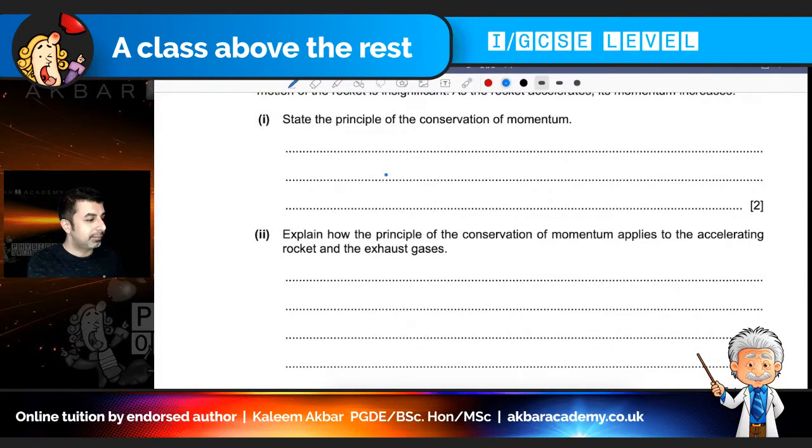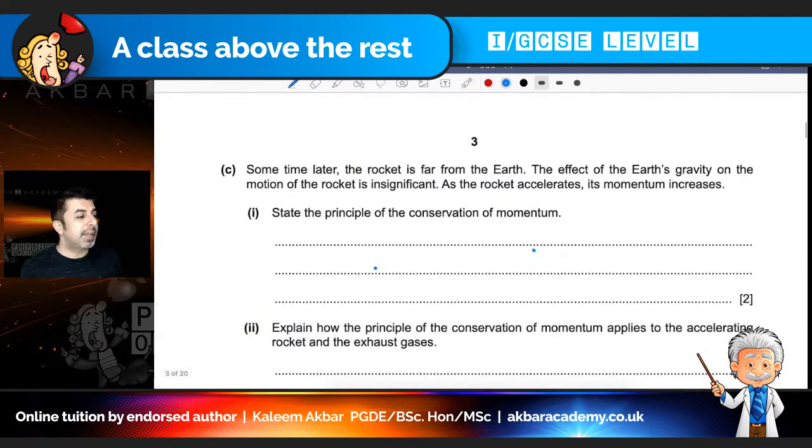Next, sometime later, the rocket is far from Earth, and the effect of the Earth's gravity on the motion of the rocket is insignificant. In other words, it's so small, it's negligible, we can ignore it. As the rocket accelerates, its momentum increases. State the principle of conservation of momentum. So this is basically knowledge and understanding. You've got to remember the definition.